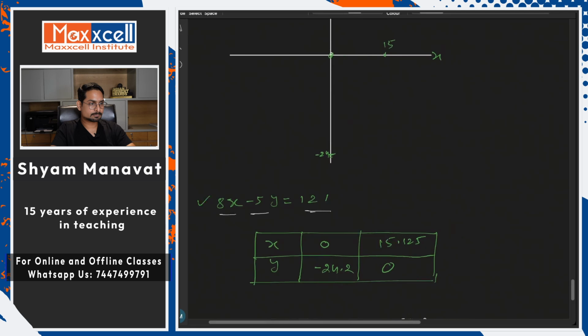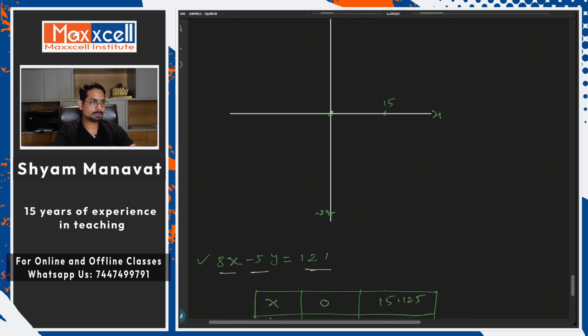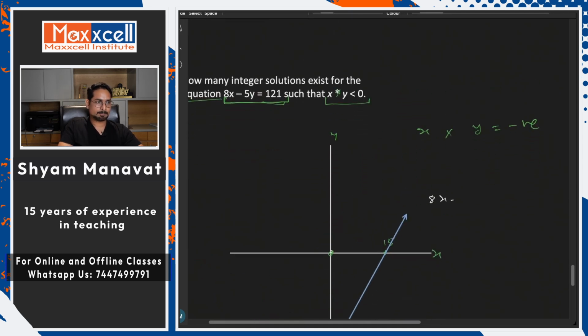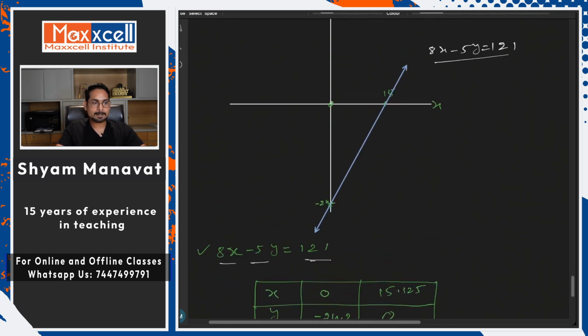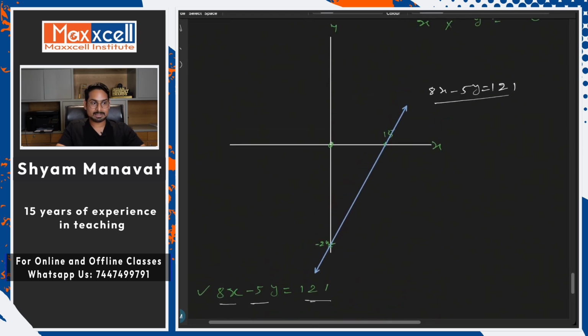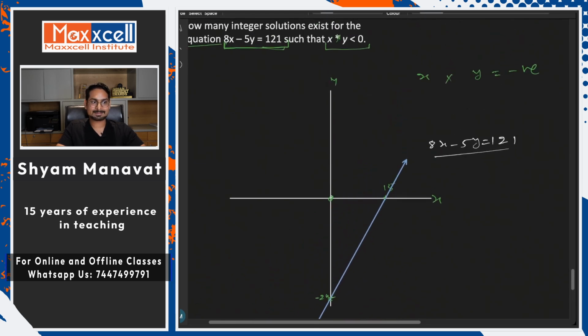So what is important for me to show you here? The nature of this equation on the xy plane. If you join these 2 points, this is what you get as a line: 8x minus 5y equal to 121. Are you okay? So far so good? I am explaining, so I am taking time. You can do this faster. You just need to understand the nature of this line going like this.